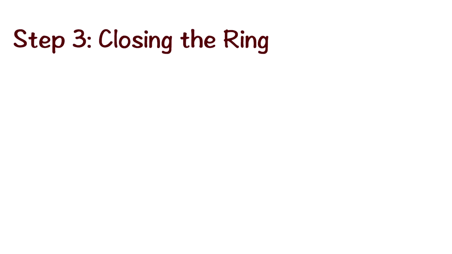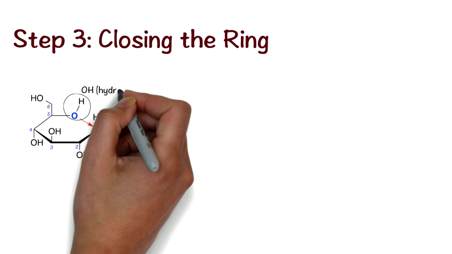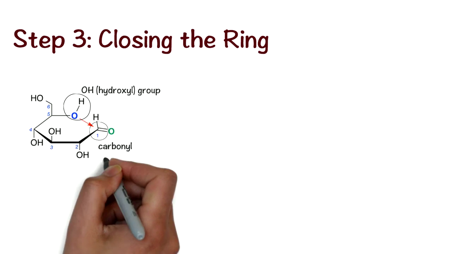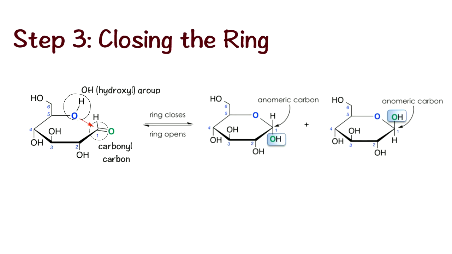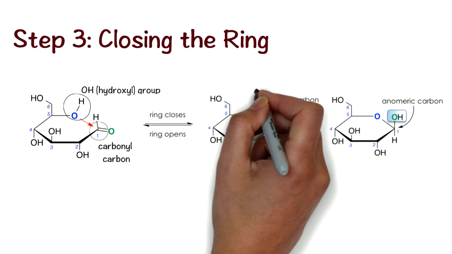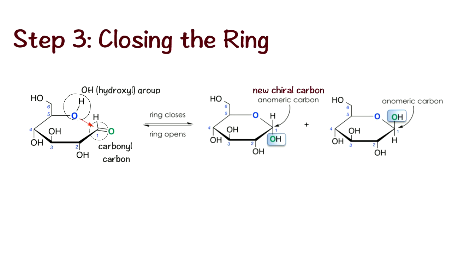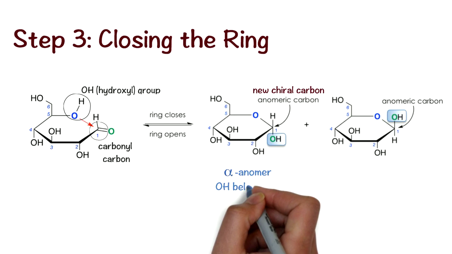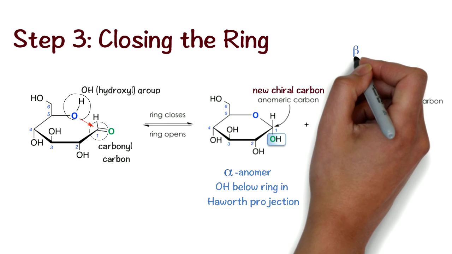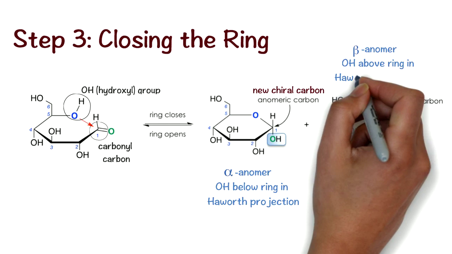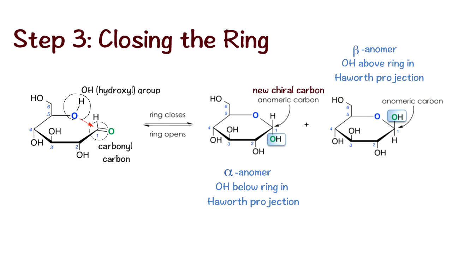The OH group on carbon 5 and the carbonyl carbon form a new carbon-oxygen bond. In the process of forming this bond, a new chiral center is produced. The new OH group is either up or down. The alpha anomer of glucose, called alpha-D-glucose, has the OH group on the anomeric carbon facing down. The beta anomer, called beta-D-glucose, has the OH group facing up.